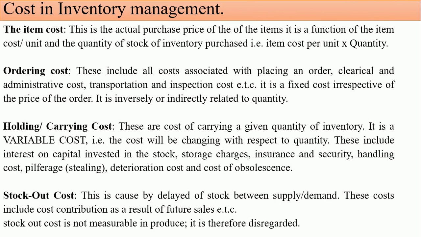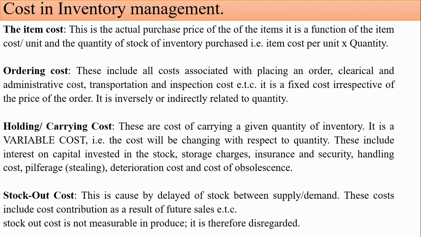Some costs in inventory control and management are item cost, which is the actual purchase price of an item, and ordering cost, which is the cost associated with placing an order: clerical and administrative cost, transportation, and inspection cost. It is considered to be a fixed cost, irrespective of the size of the order.